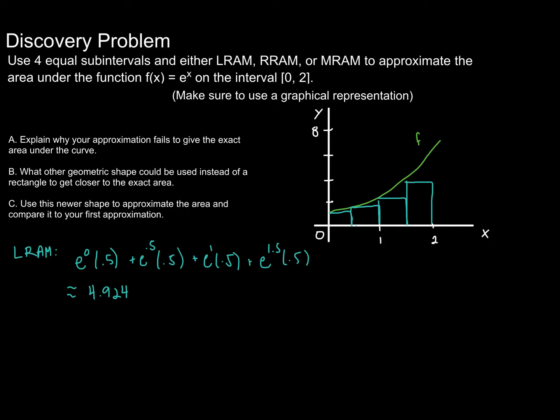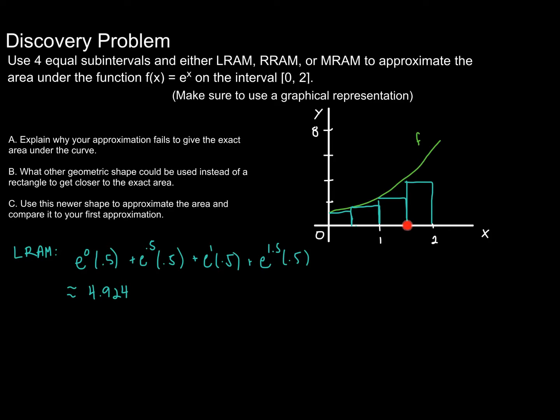Now, regardless of which one you used, when you've drawn out this graphical representation, you should be able to see that this approximation is going to fail to give an exact area under the curve. The reason is that for each of these approximations, we're leaving out a bit of the true area underneath this curve. We can see each of these left out pieces if we focus in on any subinterval.